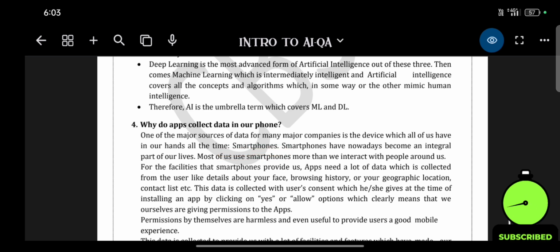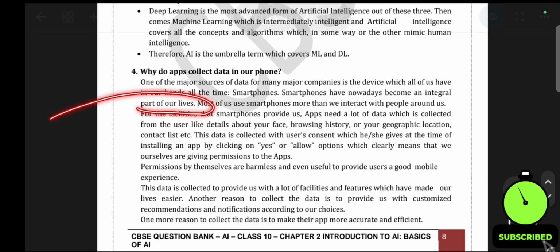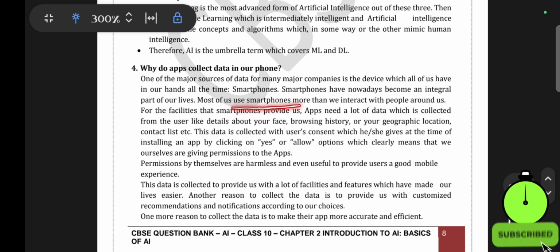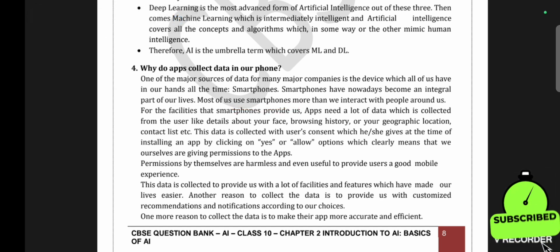Smartphones have nowadays become an integral part of our life. Most of us use a smartphone more than we interact with people around us. For the facilities that smartphone providers offer, apps need a lot of data, which is collected from users, like details about your face, browsing history, your geographical location, or contact list, etc.